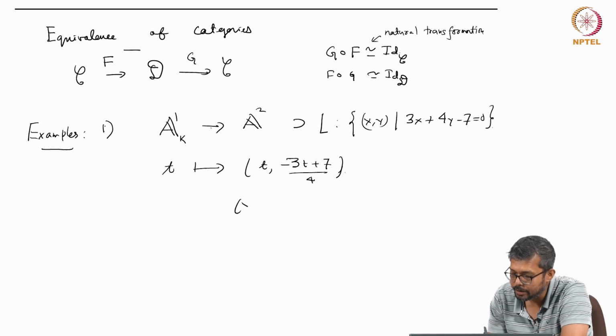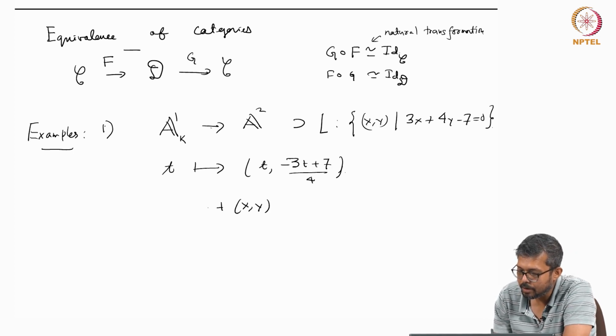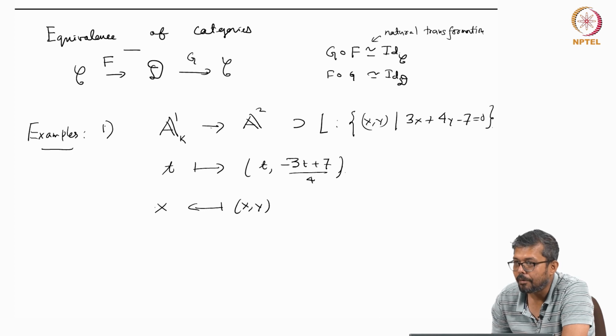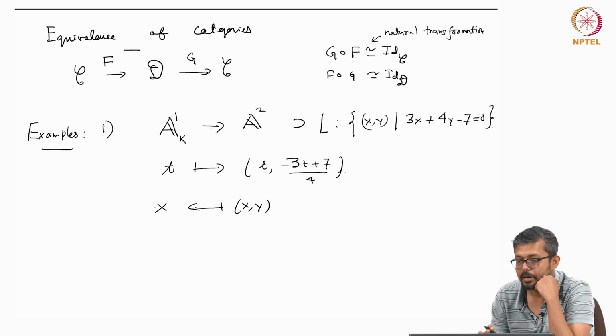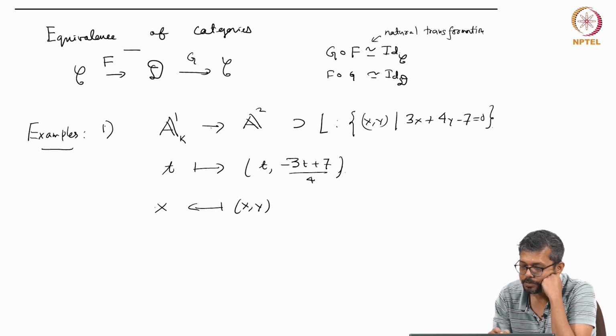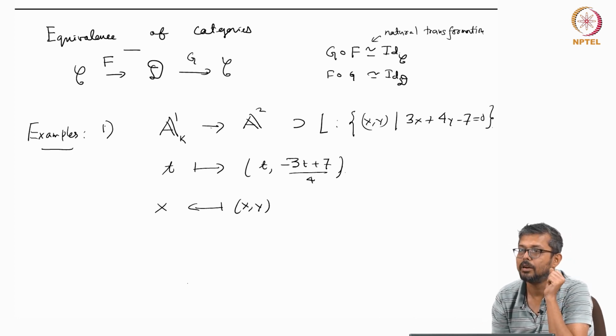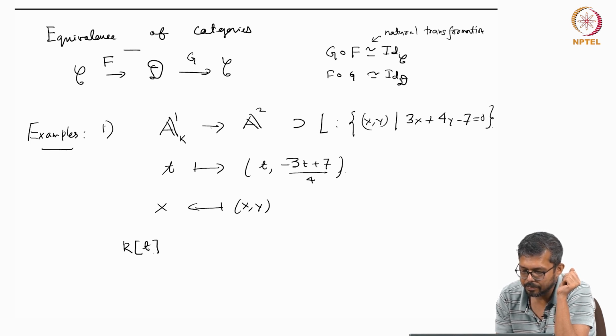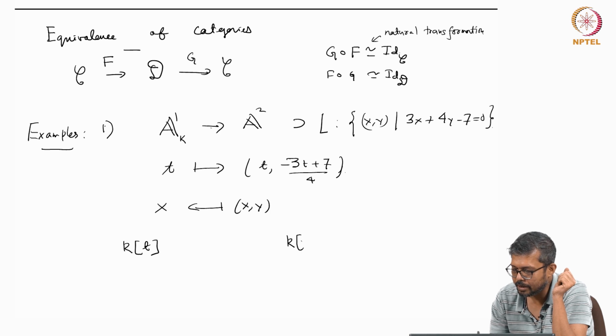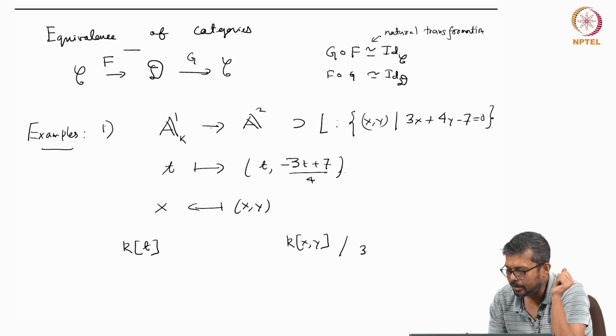If you take a point (x, y), you send it to x. This is a bijection. Now you check why it is an isomorphism. So you use the theorem. These are affine varieties. Here the coordinate ring is k[t] and here it is k[x, y] by the ideal (3x plus 4y minus 7).